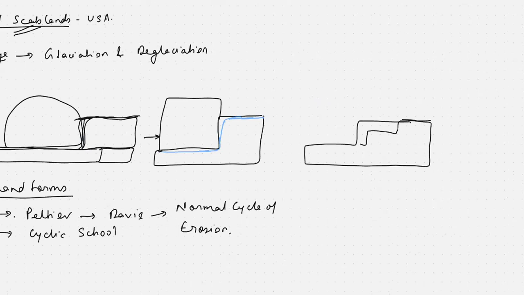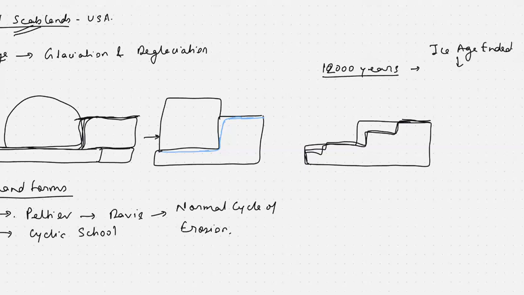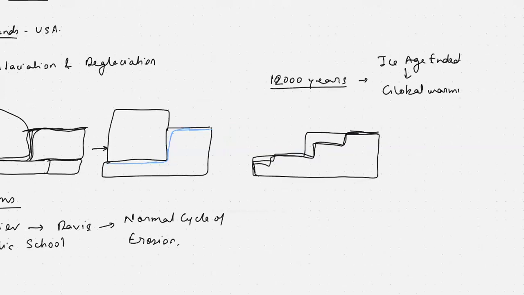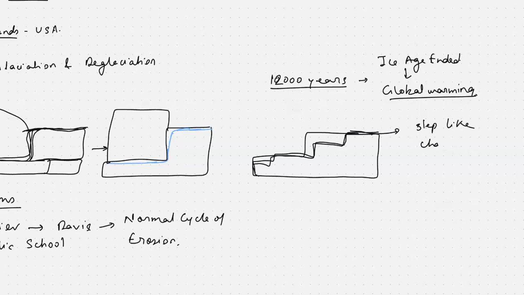But after a few years, for example just around 12,000 years from now, the Ice Age ended and global warming started again. Because of the global warming, this resulted in a step-like channeled topography. The various landforms that will be seen here are formed because of these rivers.